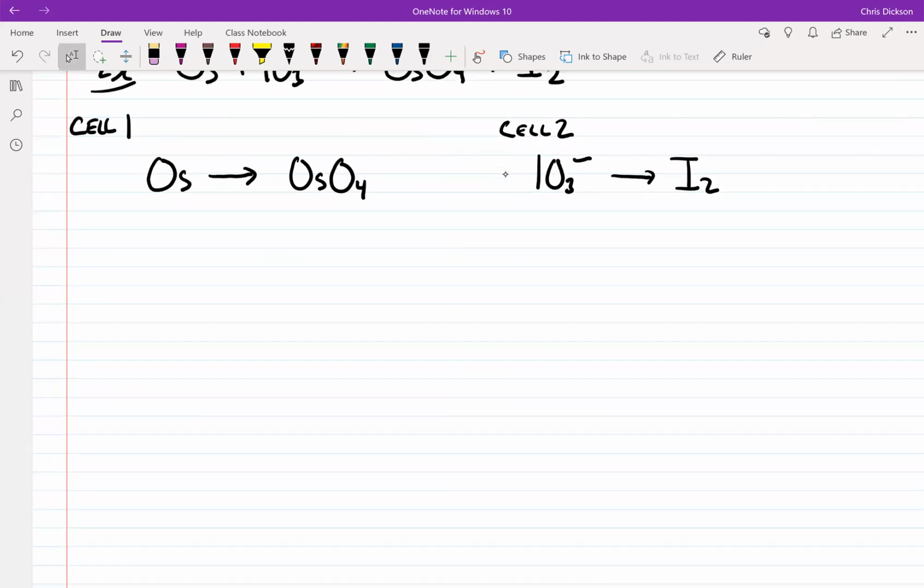Okay, now what I do here is I separate the two cells and just work with them separately and not try to combine them right now. And so I'm going to try to balance the major species first. So Os is already balanced. But the oxygens, there's 4 oxygens on the right-hand side, but none on the left-hand side. So I'm going to add 4 waters. Okay, so that's done. But now I've introduced 8 hydrogens, so I'm going to have to add 8 hydrogens. Okay, and now the left-hand side has no net charge, but the right-hand side has a +8 charge. So I need to add 8 electrons here.